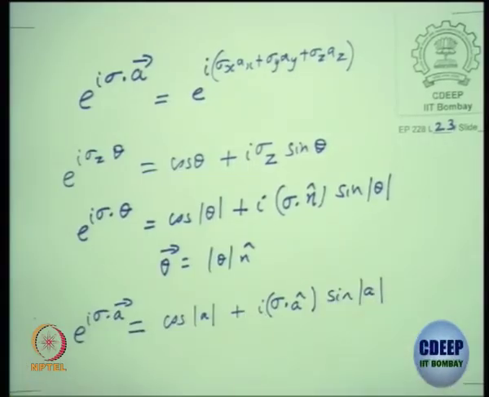Please verify some of these things. I'll put it in the assignment also, but please verify that the Pauli matrices are very rich and they help you to do many of these things. But why am I doing these exponentials? What is the reason? How did you write the translation operator?